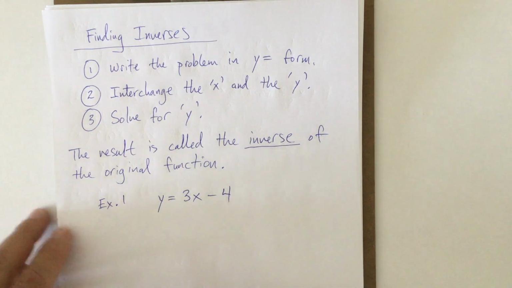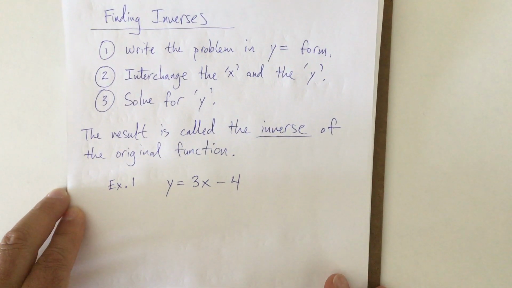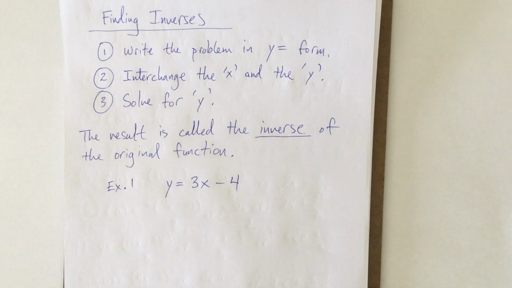So let's talk about finding inverses. If you're going to find an inverse, the first step is to write the problem in y equals form. Sometimes they are already written that way, sometimes they are not. If the problem is not written in y equals form, you do it. Then you take the x and y variables and flip-flop them. You interchange where the x and y are. Then you solve for y. You get y by itself again. The result is called the inverse of the original function.